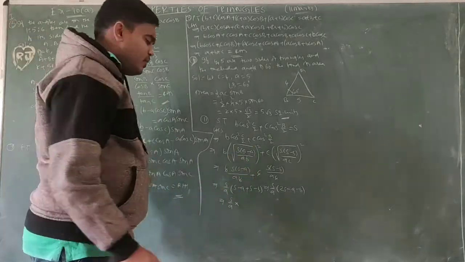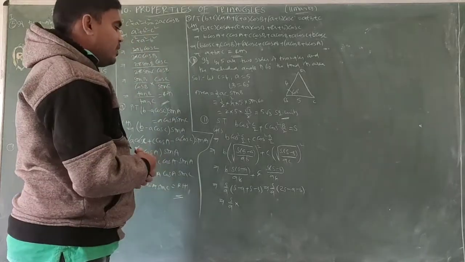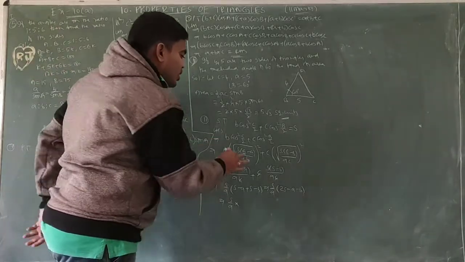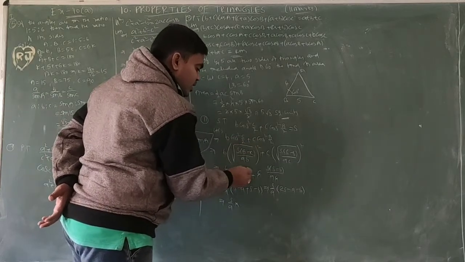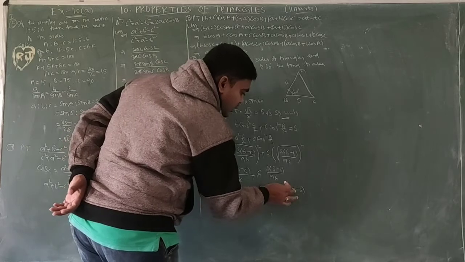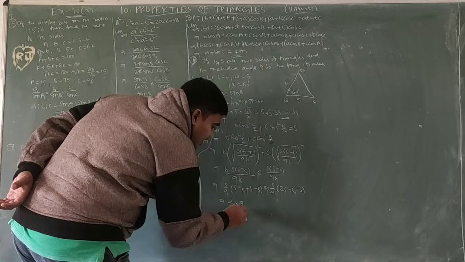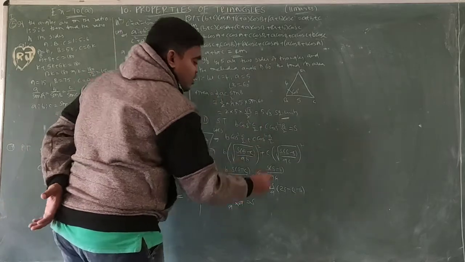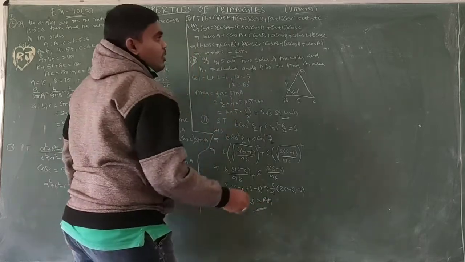s minus a plus s minus b, which is equal to s by a of 2s minus a minus b. Actually, this is s into s minus c. Since it is c, s into s minus c. 2s minus c minus b equal to a. a cancels, which is equal to s. This is equal to RHS. Okay, next.